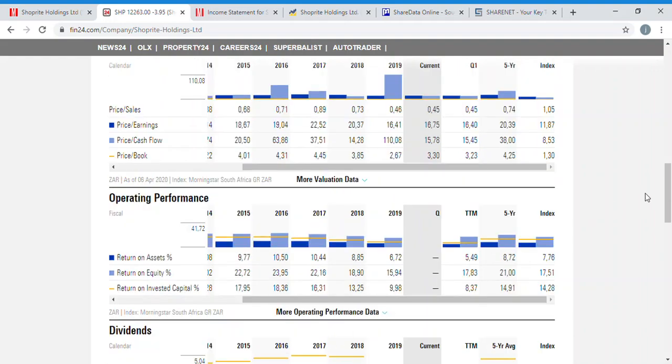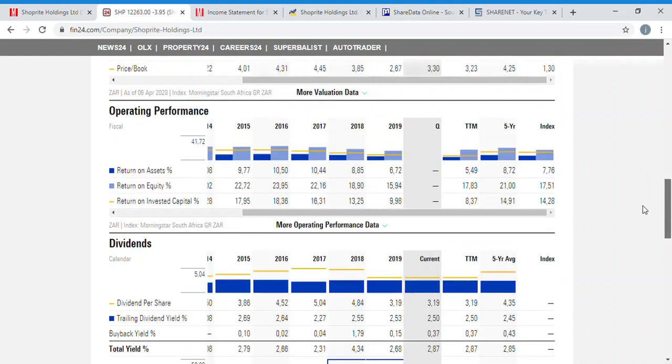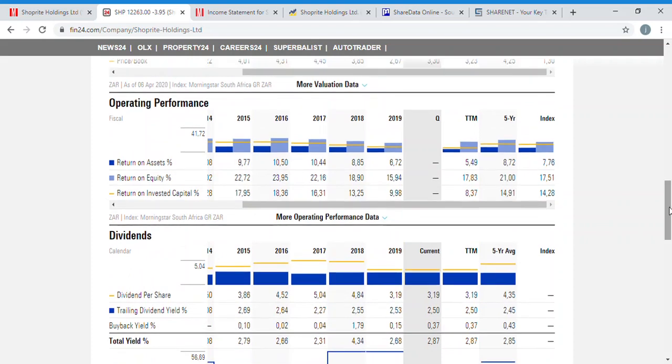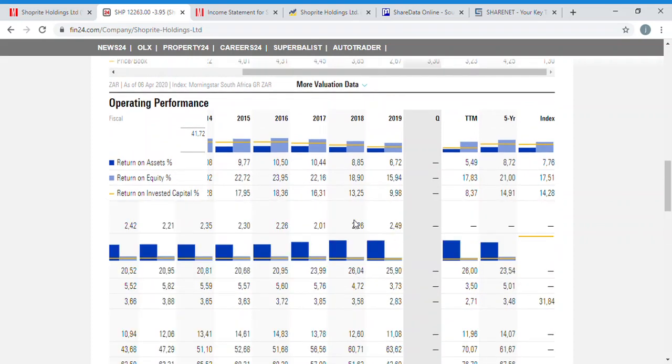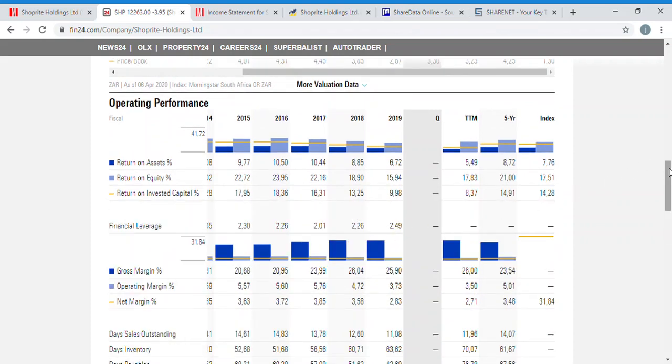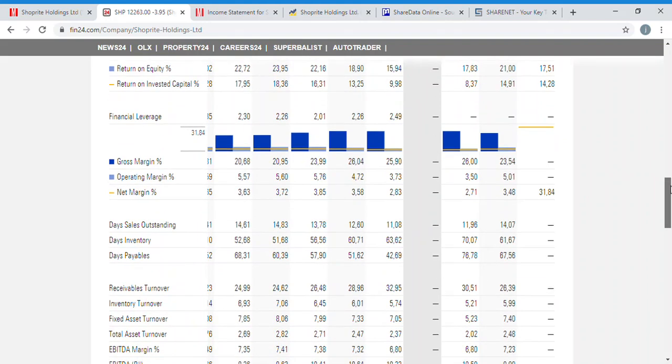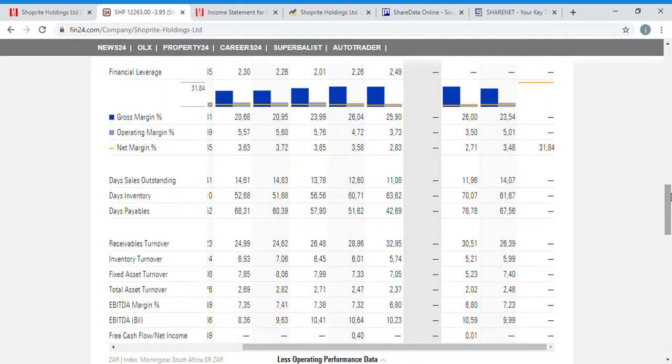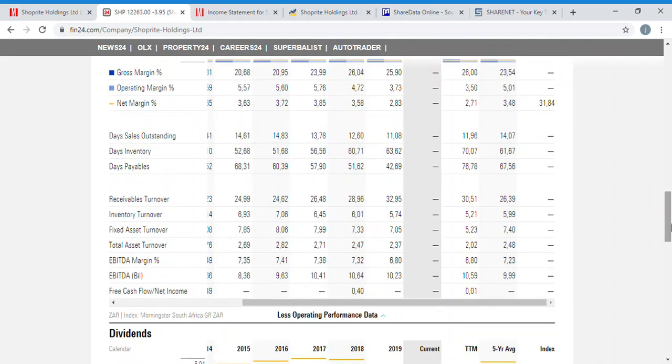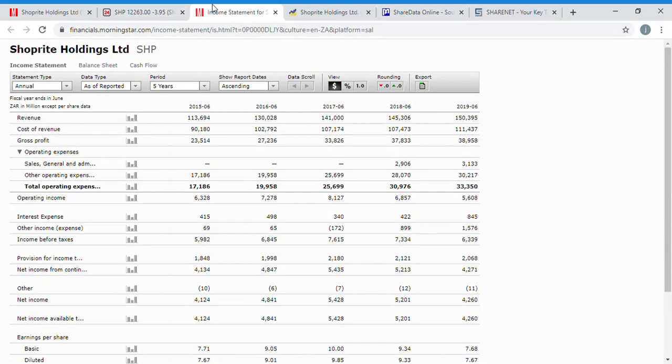So if you want more detailed information on operating performance, where is it? Over there, you click on more data on operating performance. You can see your gross margins, operating margins, net margins, your cash conversion days, like days sales outstanding, days inventory outstanding, days payables, and receivable turnover, inventory turnover, and the likes. So if you're analyzing a business and you think you need those kind of things, you will.